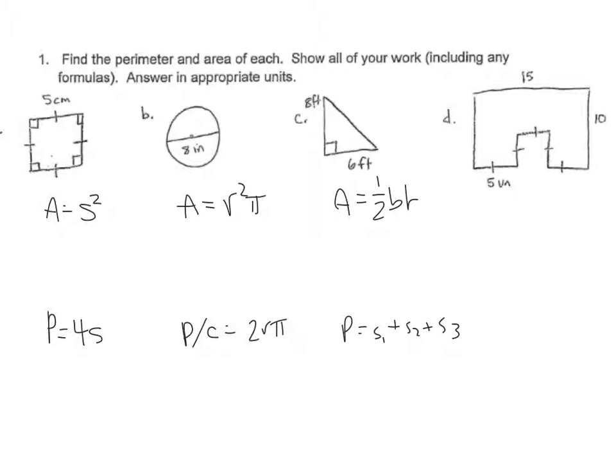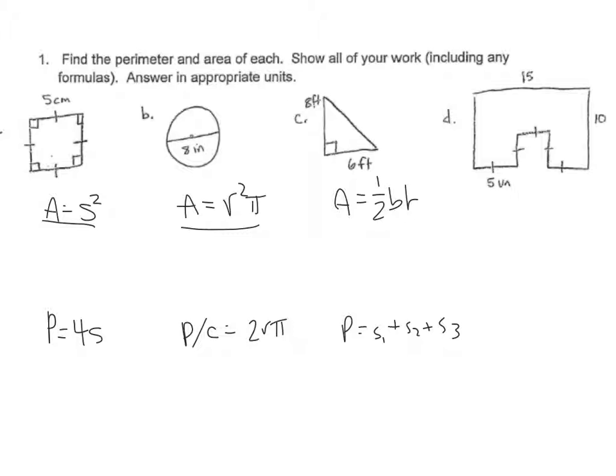I wrote the formulas down for the first three shapes. The first is a square. That's why we have area equals side squared. The second is a circle. That's why I did area equals r squared times pi. And the last one, C, is a triangle. That's why I did area equals 1/2 base times height.